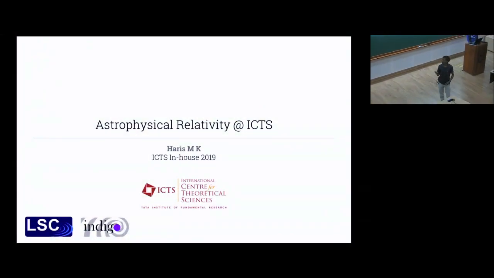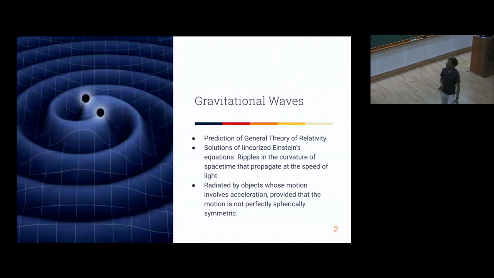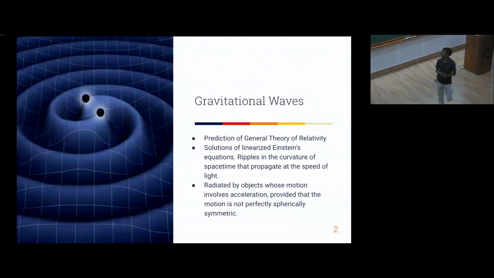So I will give an overview talk on the astrophysical relativity group. Gravitational waves, as you know, are a prediction of the general theory of relativity, and they are a solution of the linearized Einstein equation. They are ripples in the curvature of space-time and propagate at the speed of light. Gravitational waves are radiated by massive objects undergoing accelerated motion, provided the motion is not perfectly spherically symmetric.